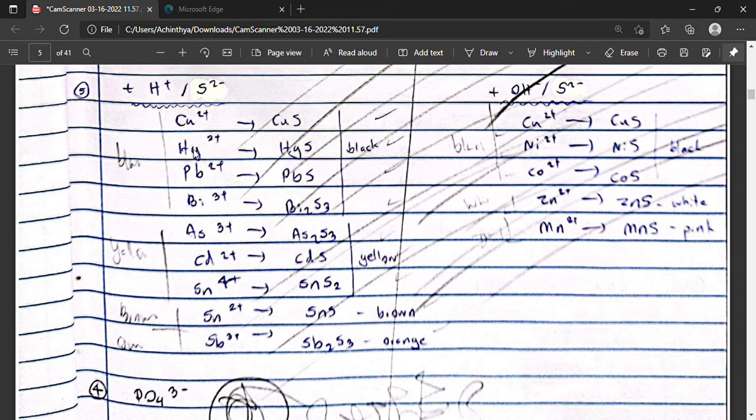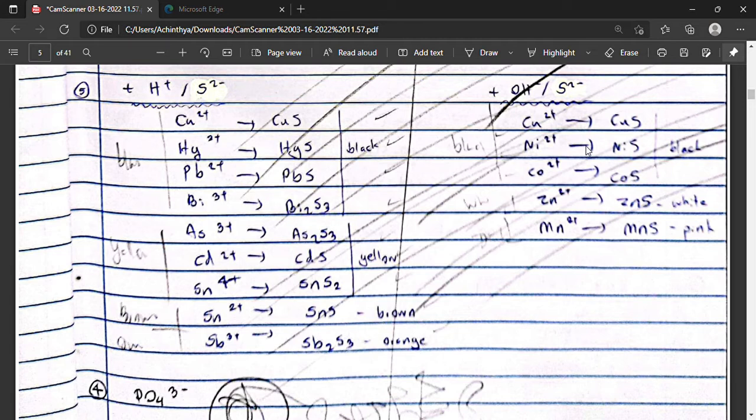Copper, mercury, lead and bismuth will produce black color precipitate, the black color sulfides, while arsenic, cadmium and zinc 4 plus stannic ion will produce yellow color precipitates, while the stannous ion will produce a brown color precipitate, while this is antimony, and the antimony ion will produce an orange color sulfide.